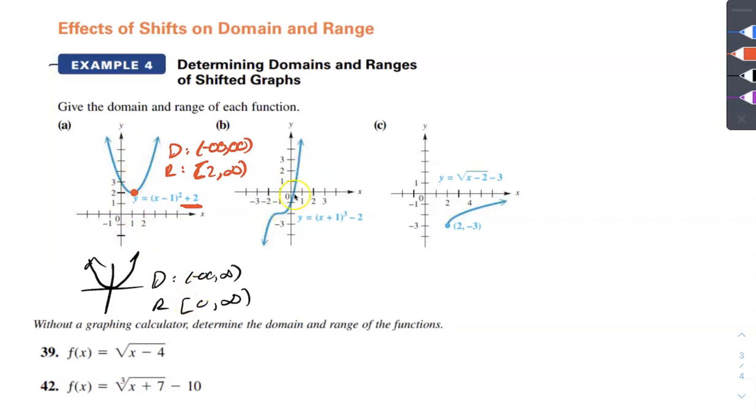The next graph doesn't change anything. My domain is negative infinity, positive infinity. And my range is negative infinity, positive infinity. So nothing changed there, no matter which way you do it.